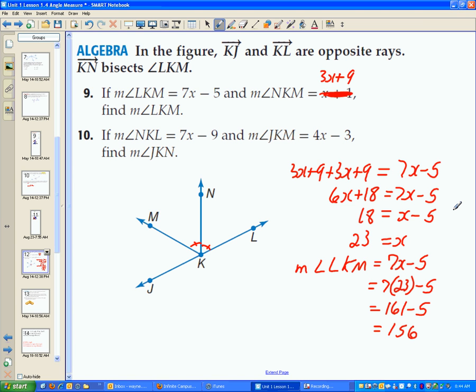So for number 10, the measure of angle NKL is 7x minus 9, so label that on your drawing. And the measure of angle JKM is 4x minus 3. Well, we haven't used that angle yet. 4x minus 3. Oh, different ones in the book. 7x minus 9 and x plus 3.